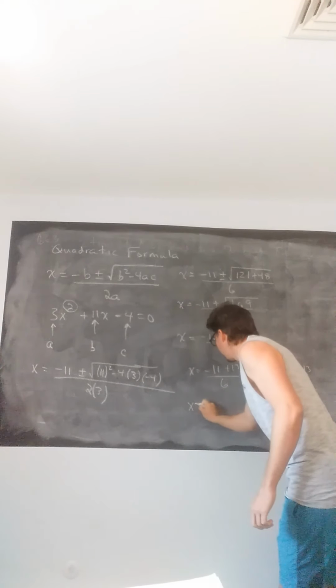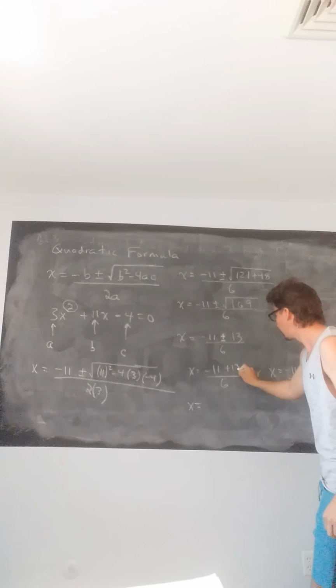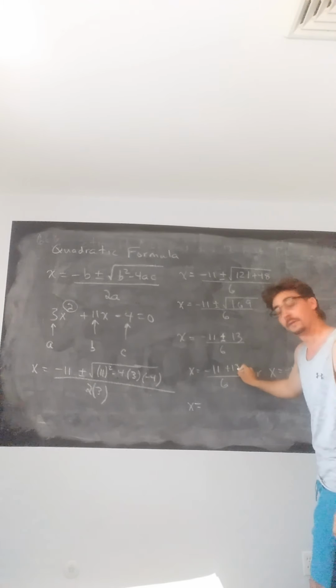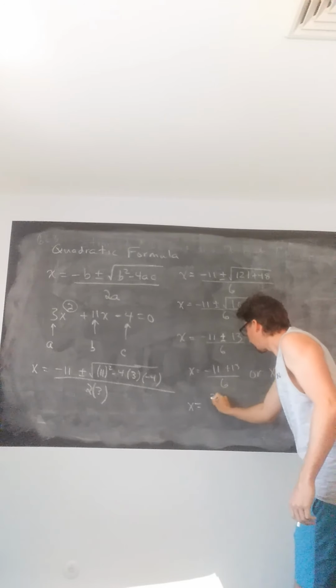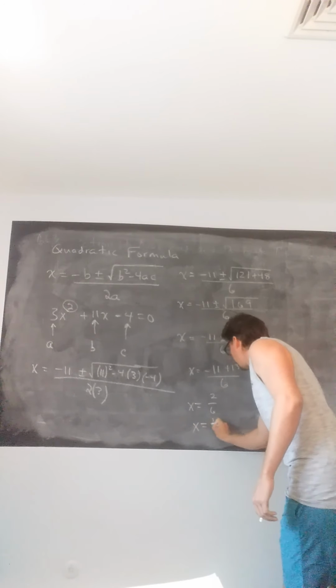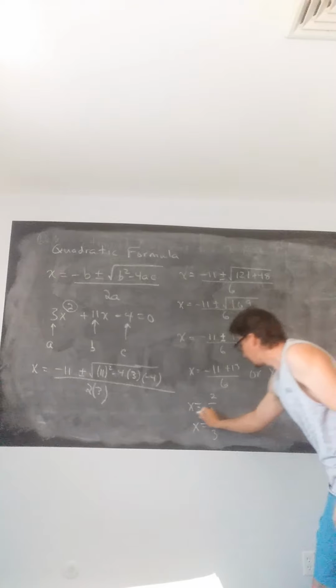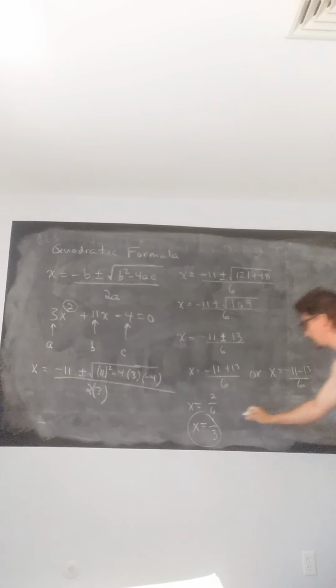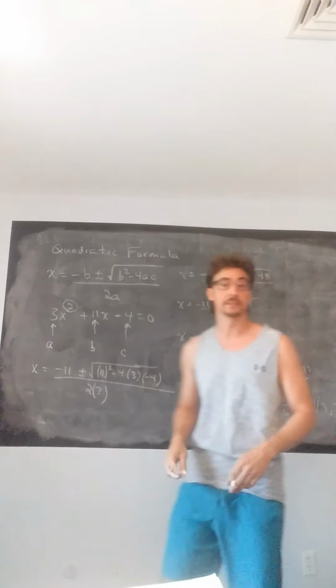So simplify these individually. Negative 11 plus 13, that's going to give you 2, right? So you got 2/6, and that reduces to 1/3. So that's one of your solutions. And over here, you have x equals negative 11 minus 13. That's going to be x equals negative 24/6, which will reduce to negative 4. So your solution set for this problem is 1/3 and negative 4. That is your 2 answers.